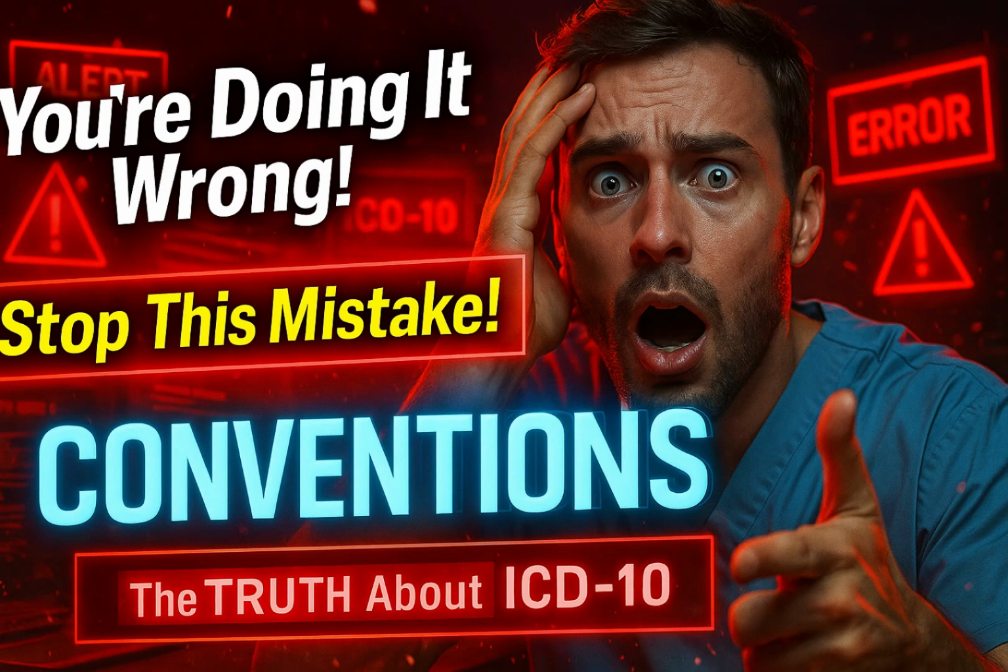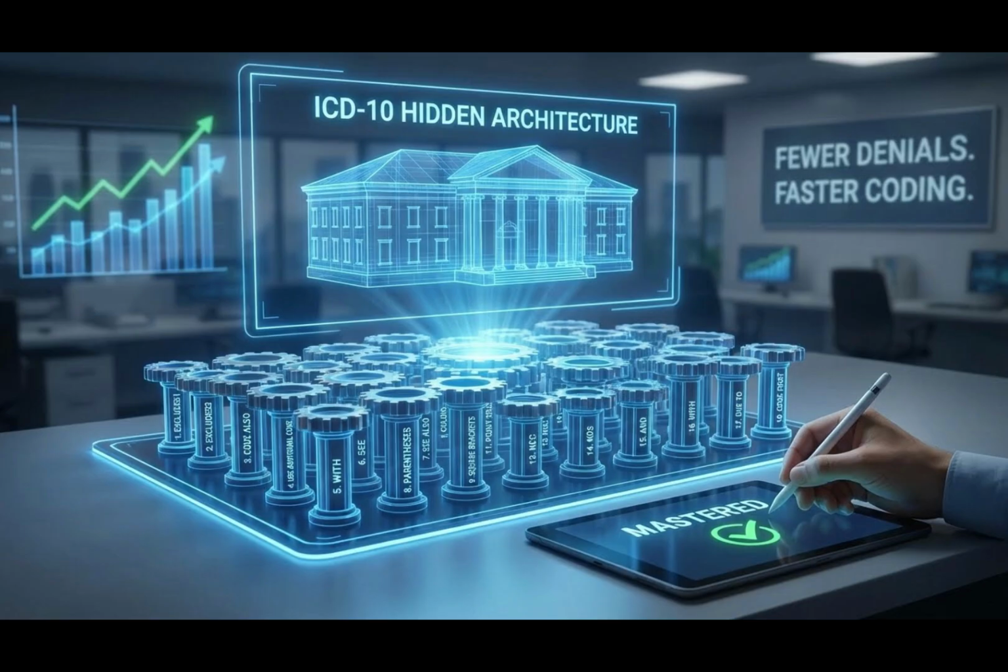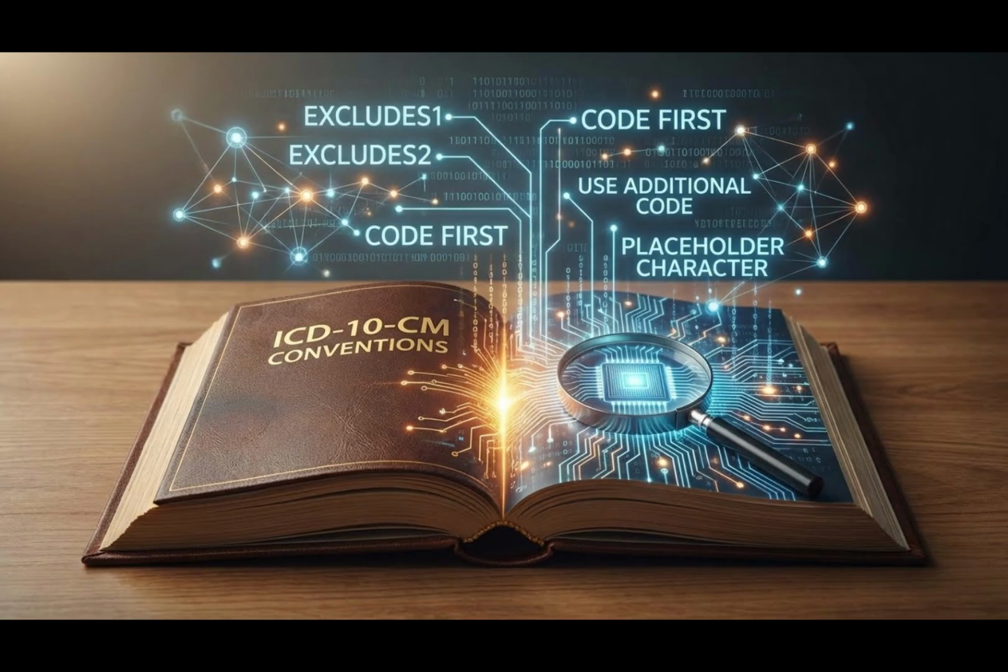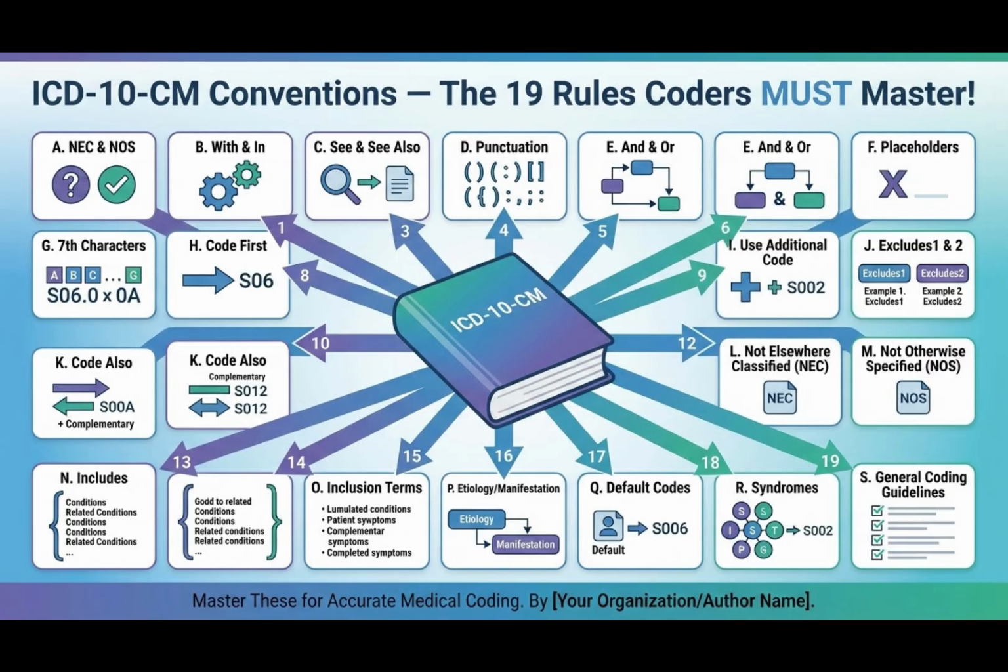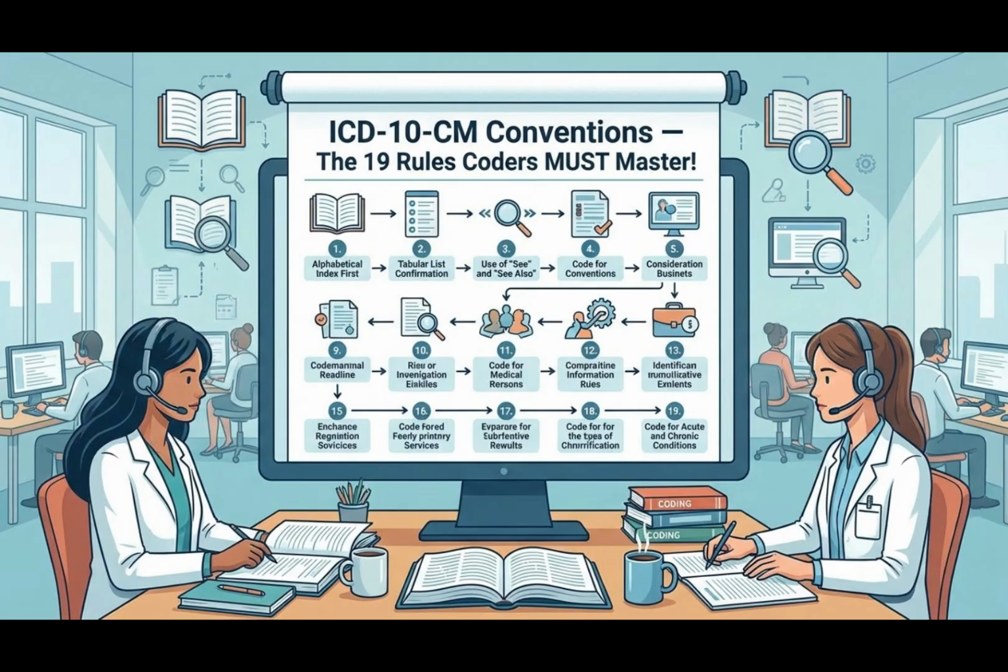Coders, today you're about to unlock the secret operating system hidden inside ICD-10-CM. Not the guidelines, not the coding notes, but the conventions, the 19 rules that control everything about how ICD-10 codes actually work. Most coders skip them, auditors never do. And your denials, your rejections, your wrong answers on exams, they usually trace back to these rules. So stay with me until the end, because once you understand all 19 conventions, ICD-10 stops feeling like a puzzle and starts behaving like a system.